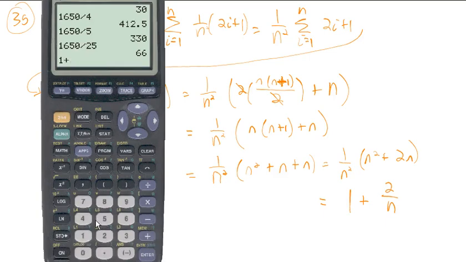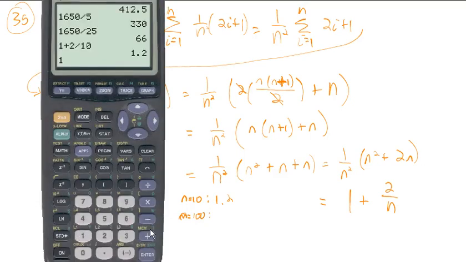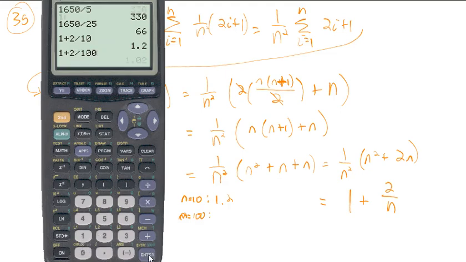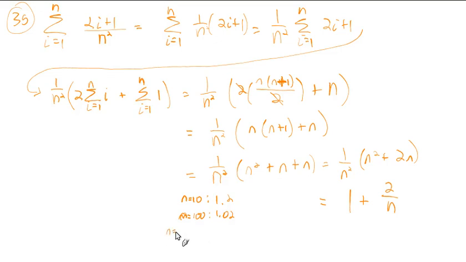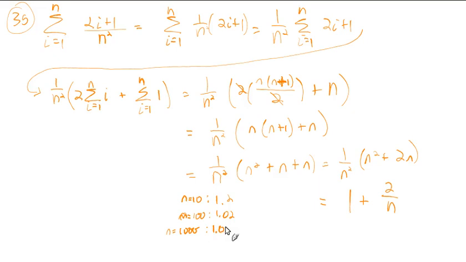1 plus 2 over 10, 1.2. So for n equals 10, we get 1.2. For n equals 100, what do we get? 1 plus 2 over 100, we get 1.02. For n equals 1,000, I think it said 1,000 next, and then 10,000 after that. 1 plus 2 divided by 1,000. Well, that's just going to move the decimal place over 3 times. It's going to be 0.002, so we'll get 1.002. And we could imagine for n equals 10,000, we would get 1.0002. Alrighty.